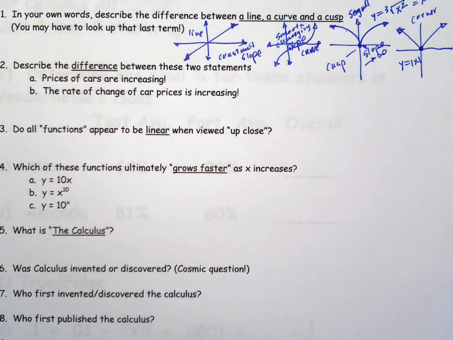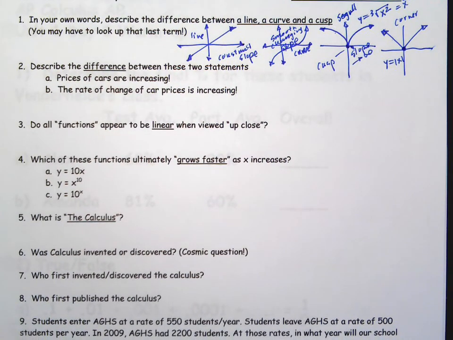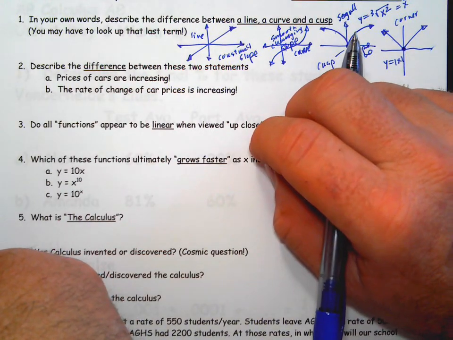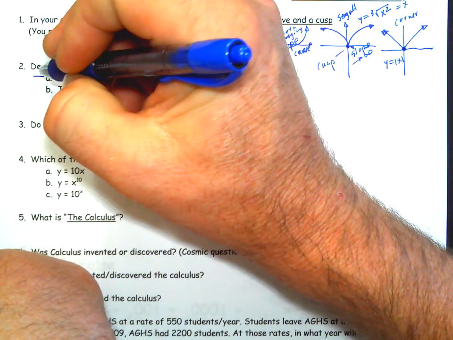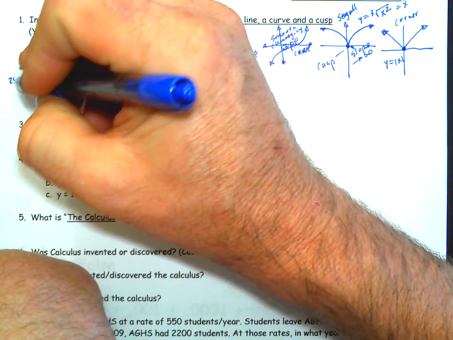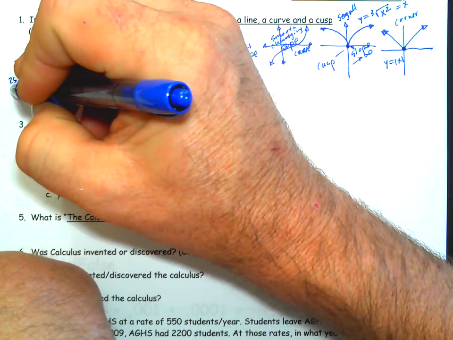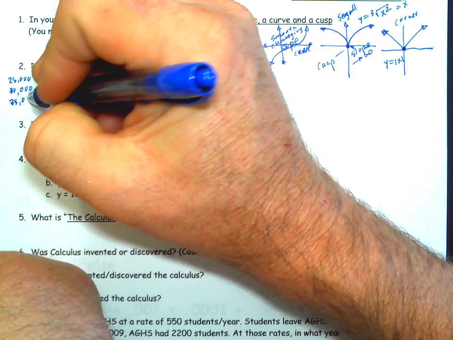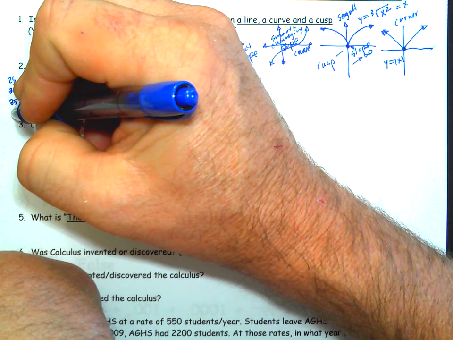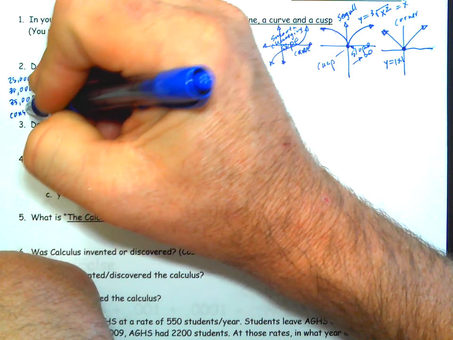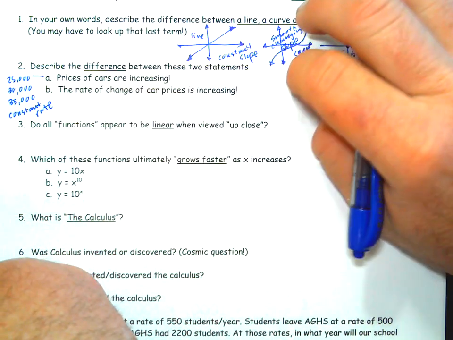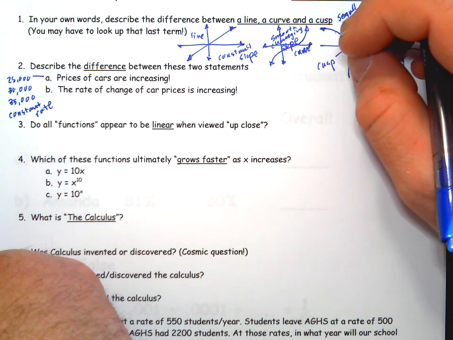Describe the difference between these two statements. Prices of cars are increasing. The rate of change of car prices is increasing. So, prices of cars increasing just means that they're going up. 25,000, 30,000, 35,000. This is just an example, but what's happening here is this is at a constant rate. So the rate is the amount of change. So the rate isn't increasing, but the prices are increasing.